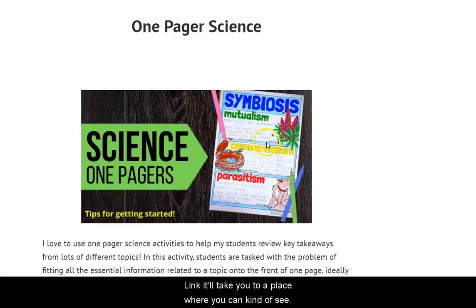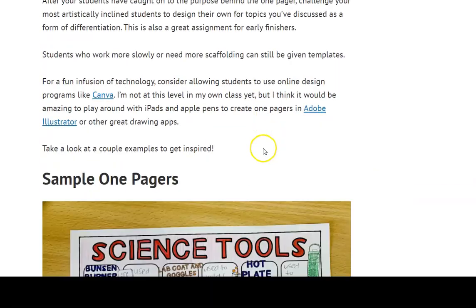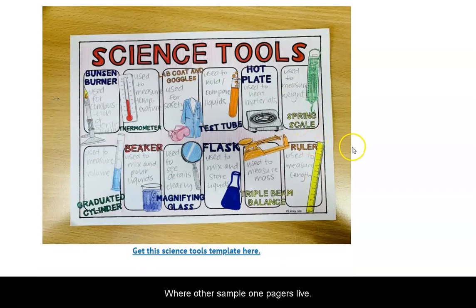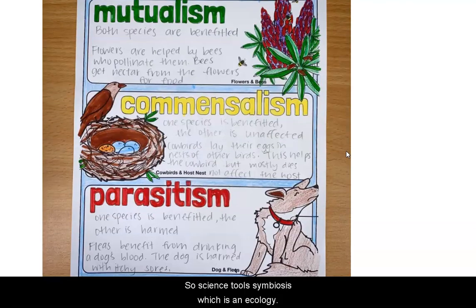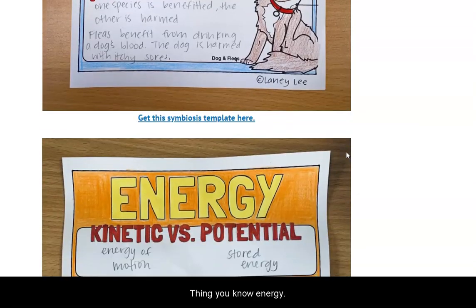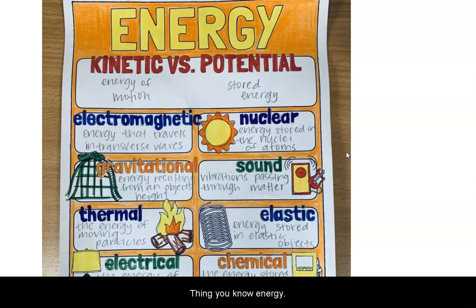It's colorful. It has key things in boxes, and so on. If I click on this other link, it'll take you to a place where you can see where other sample one-pagers live. So science tools, symbiosis, which is an ecology thing, energy.